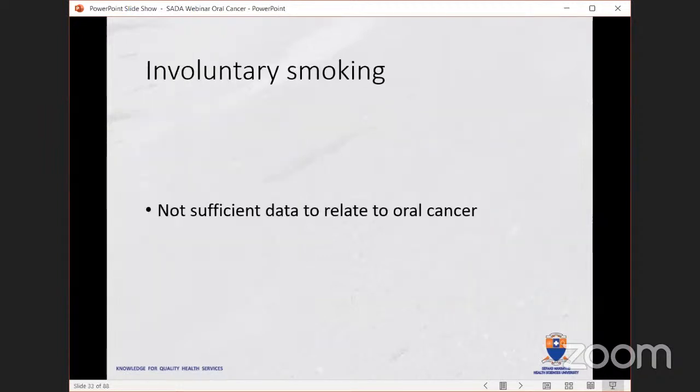Involuntary smoking. Several studies have been done on involuntary smoking, and it does show that it increases the statistical risk for lung cancer, but the association with oral cancer is not established at all. Studies that investigated the potential association between involuntary smoking and oral cavity cancer do exist, but their findings are not convincing at all, and no significant associations can be found in these.